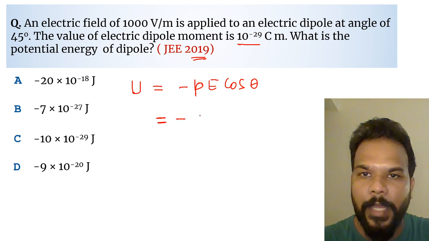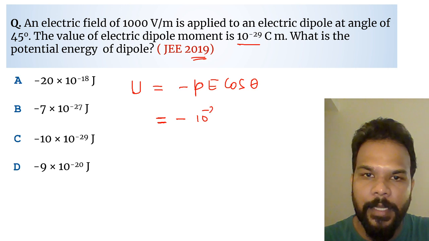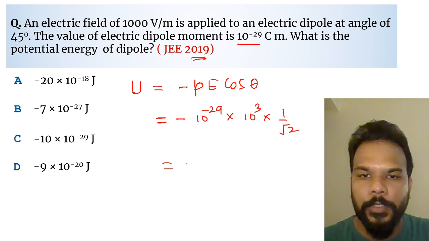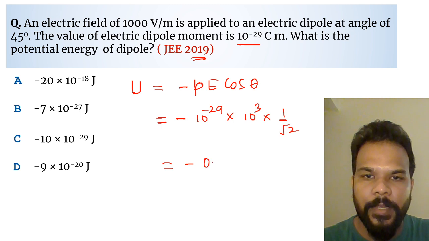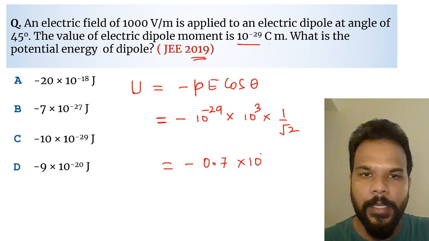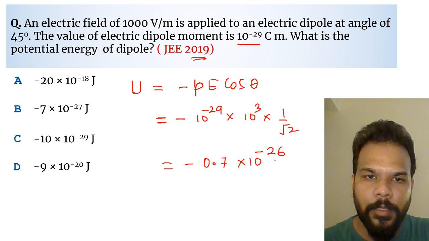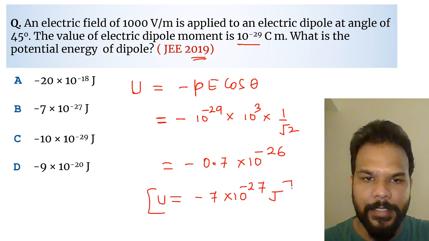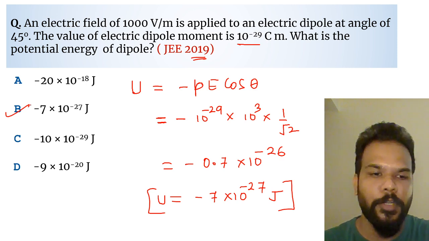The value of the dipole moment is 10 to the power minus 29, putting in all the values here. Electric field is 10 to the power 3, and cos 45 degrees is 1 by root 2. Okay, so 1 by root 2 is roughly 0.7, and this looks like 10 to the power minus 26. So overall it is minus 7 into 10 to the power minus 27 joules that we get as the answer. Looks like the answer is option B.